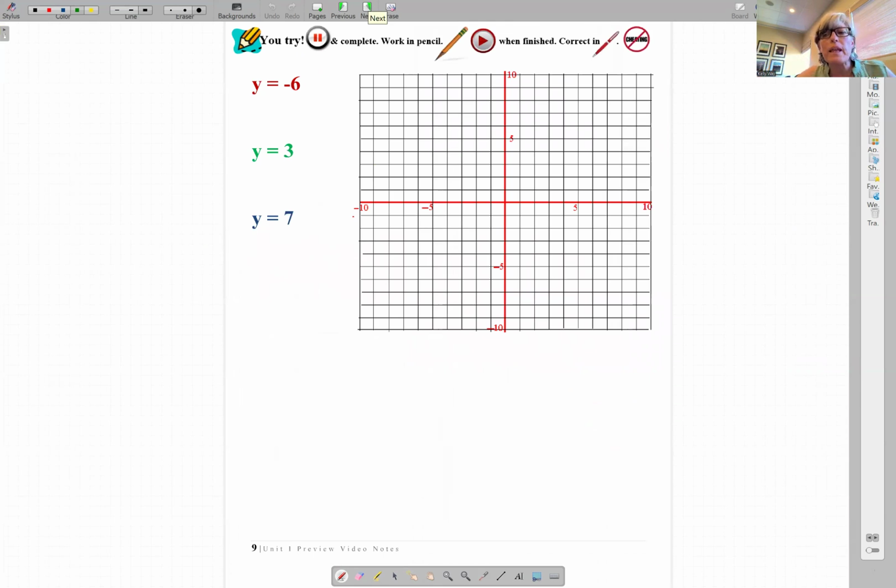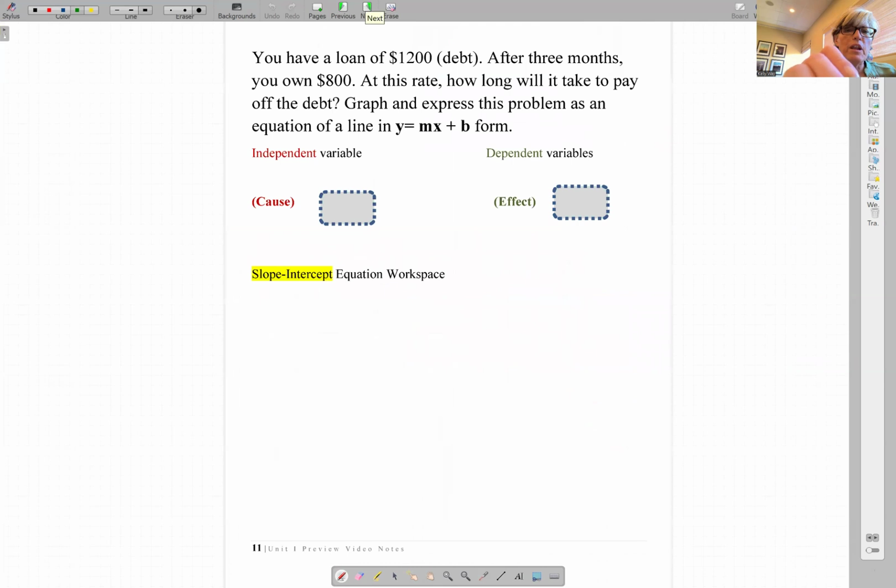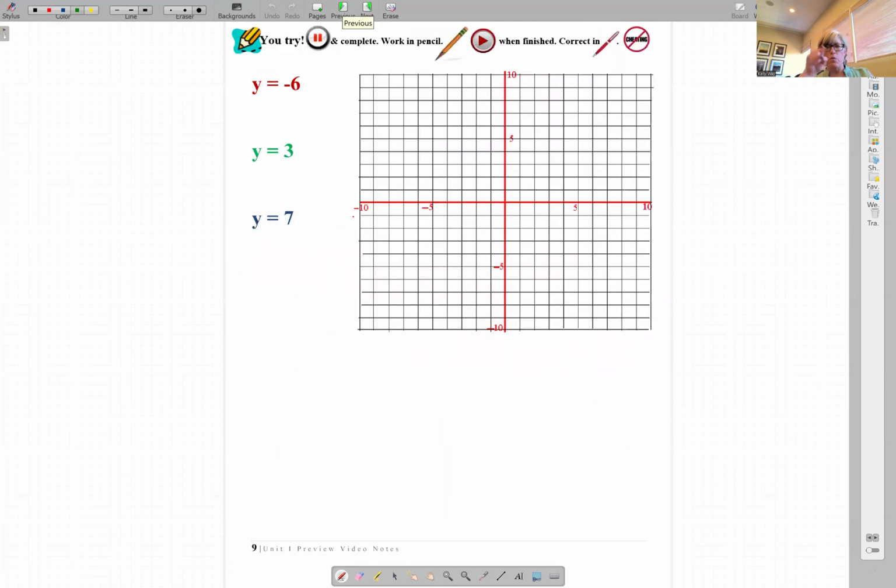I want you to graph this page all by yourself. Pause the video. Graph this one too. And then I'll pick you up on that word problem. Ready? You graph these 3 all by yourself. Pause.